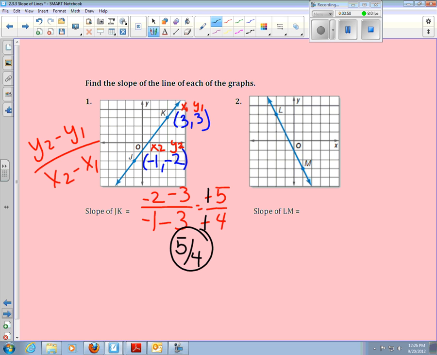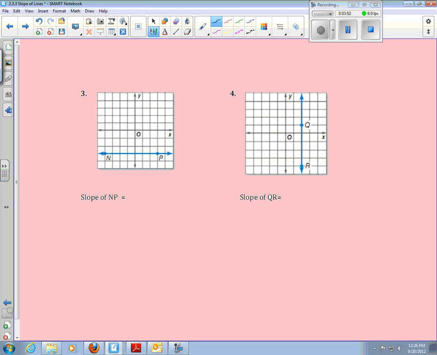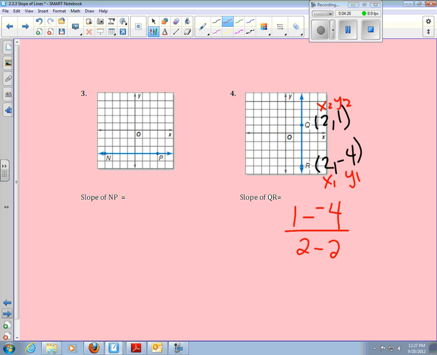All right, so for tomorrow, your job is to get number 2 done. Now let's look at 3 and 4. Again, I'll do one and you can do the other one, and I'm going to do problem 4 with you. If we look, Q is 2, 1, and R is 2, negative 4. So we're going to label those with x1, y1 and x2, y2. Again, it doesn't matter which one's which. We're going to plug into our formula. We take 1 minus negative 4, so I do have to write that negative. And then I'm going to take 2 minus 2 on the bottom.